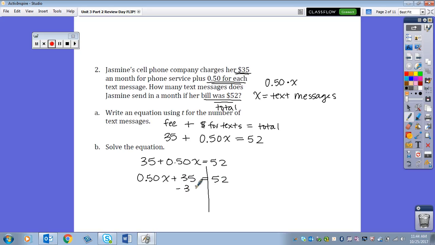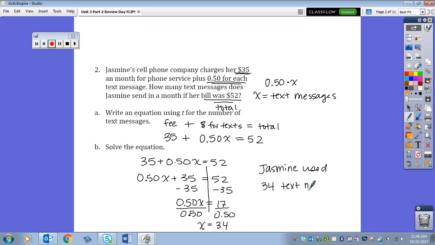Then we get rid of the addition first by subtracting 35. We've got 0.5x equals 17, and then we would divide both sides by the decimal, and we get x equals 34. So this 34 means that Jasmine used 34 text messages that month.